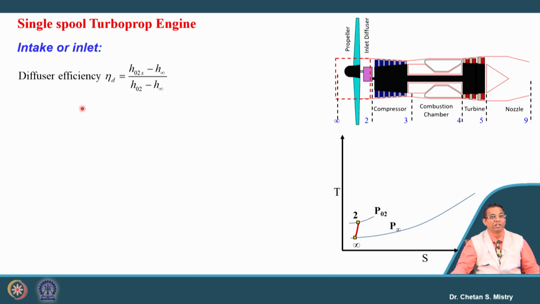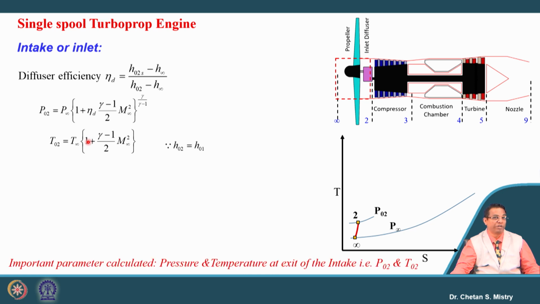For that, the diffuser efficiency we can write in terms of the isentropic enthalpy drop divided by the actual enthalpy drop, and here we can calculate the outlet total pressure from the diffuser and the outlet total temperature from the diffuser. This is common for all we were discussing about gas turbine cycles. The intake is what is different here, and the efficiency we are discussing will be slightly lower compared to all the engines we have discussed up till now.